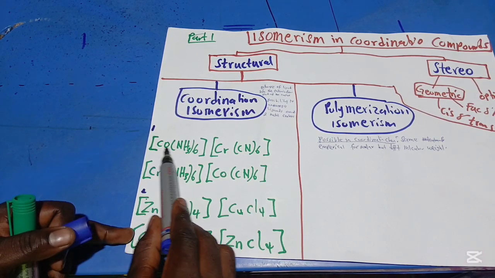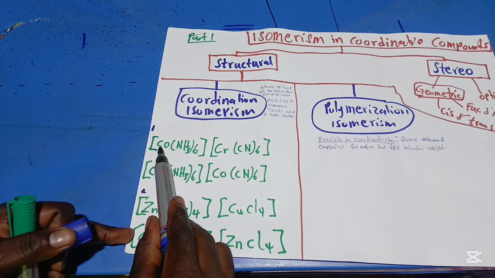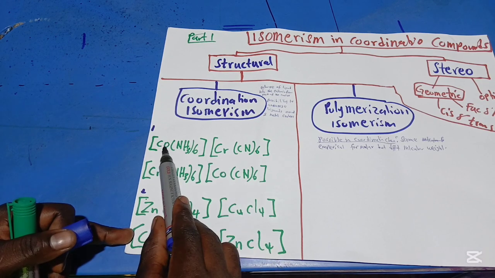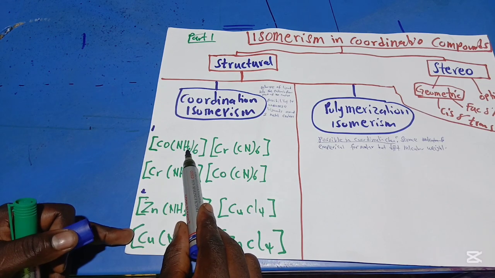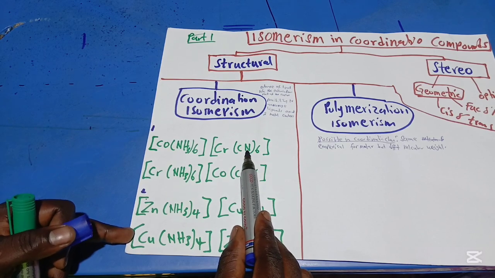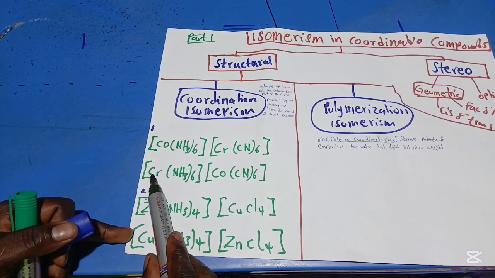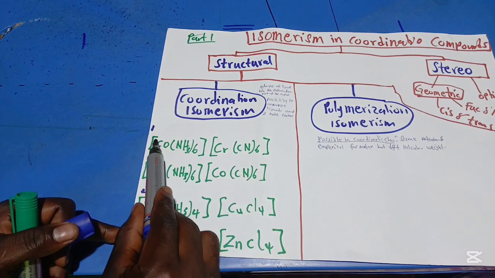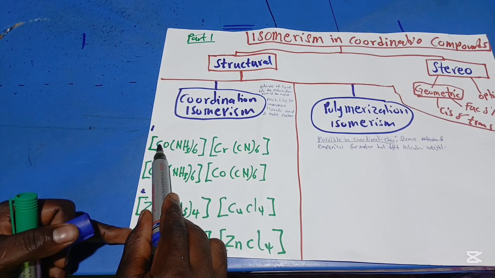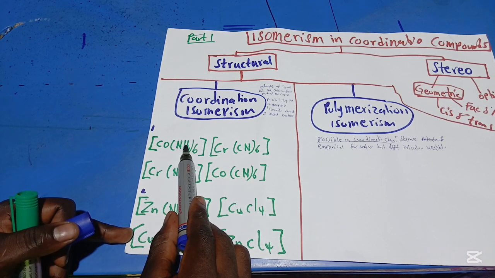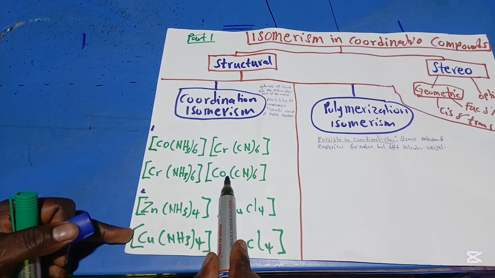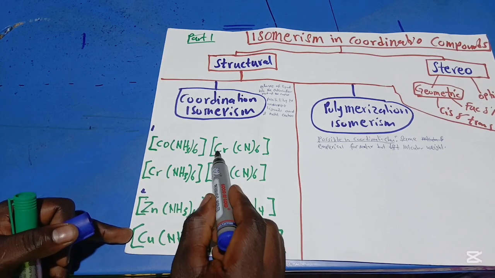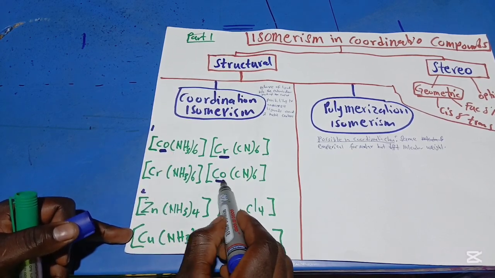You will see that in the first complex, we have cobalt coming first and chromium coming second. We have cobalt forming a complex with ammonia, and chromium forming a complex with cyanide. In the second one, we have chromium forming a complex with ammonia, followed by cobalt forming a complex with cyanide. From the first pair, we have cobalt forming a complex with ammonia, and from the second one, cobalt forming a complex with cyanide.